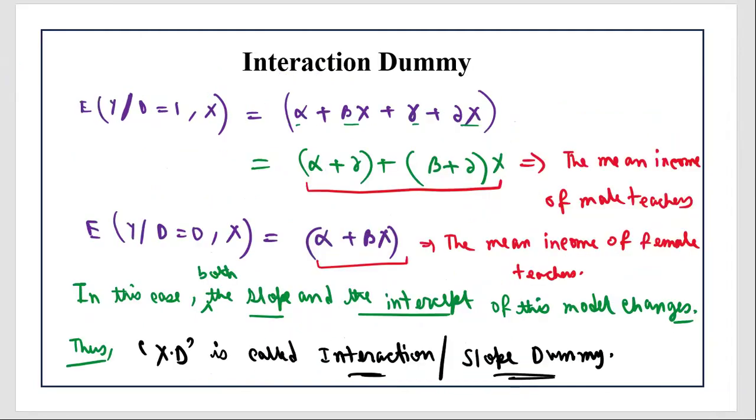So if you do that, you will see both the slope and the intercept change. Why is the slope changing? Because this is beta plus delta here, but here you have only beta. And what about the intercept? Previously it was alpha plus gamma, and now it is only alpha. That is why both the slope and the intercept of this model change, and why this interaction is called the interaction dummy or the slope dummy.